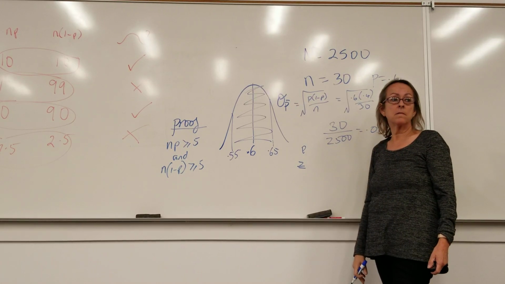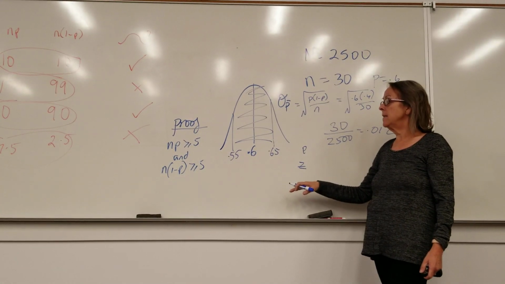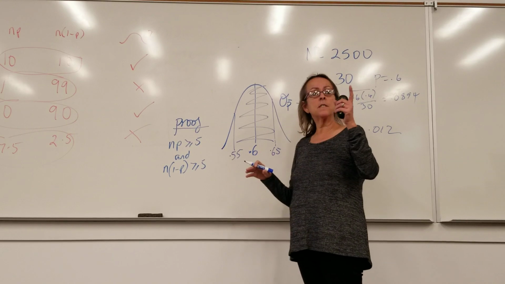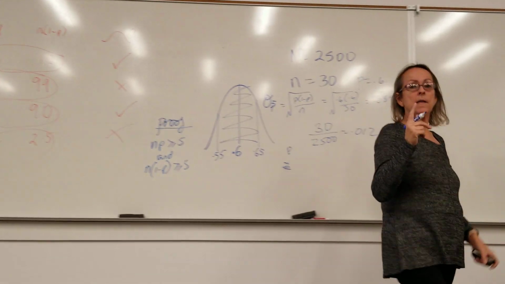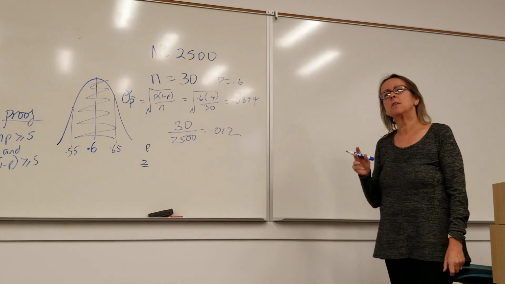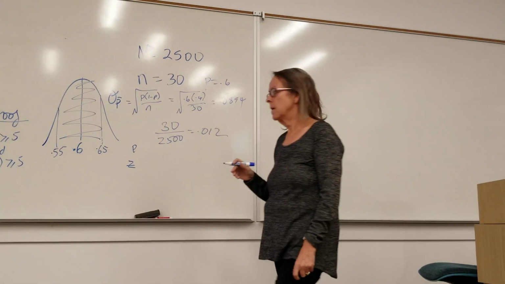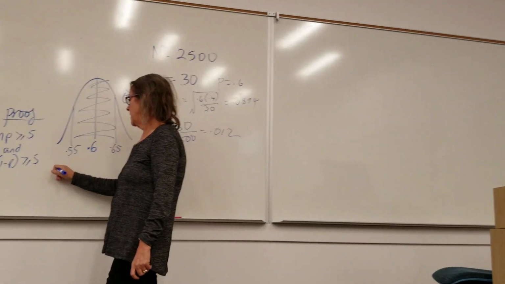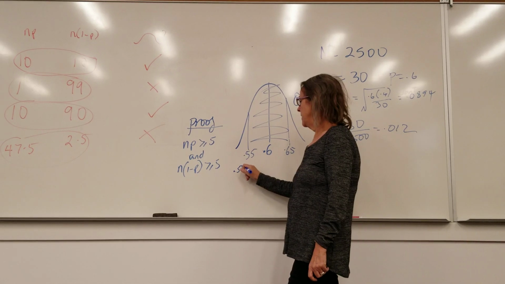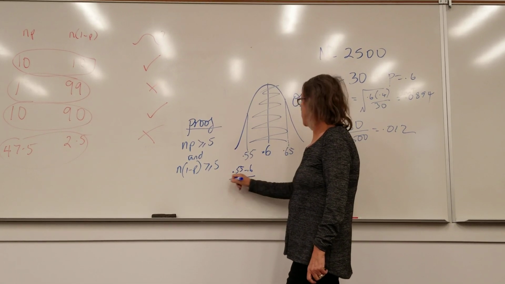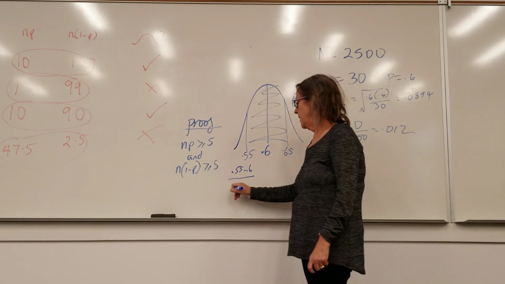So you've got to be really, really diligent. That was step 1 of those things, right? Number 1, draw and shade. What was number 2? Find your z-score. Calculate it. 0.55 minus 0.6 divided by, right?